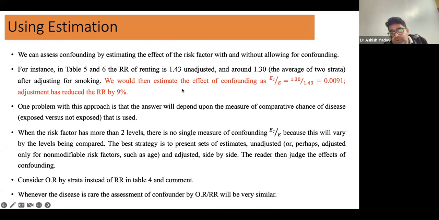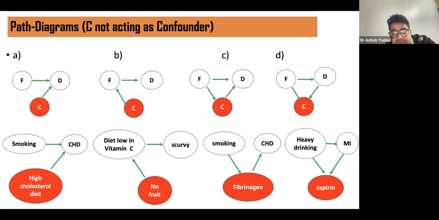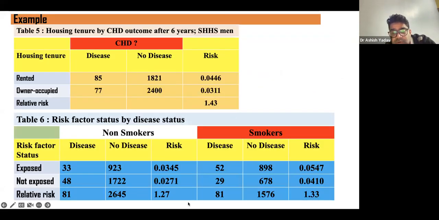So then the effect of confounding we can calculate by using this formula, EC, that is the risk when the confounder is present, divided by E, the risk when the confounder was not present. When the confounding was present, we are getting 1.30. We are taking the average of 1.27 plus 1.33, and we get 1.3. When confounding is not considered, we are getting 1.43. So how much percentage of confounding can we calculate? EC by E, that is 1.30 divided by 1.43 into 100.